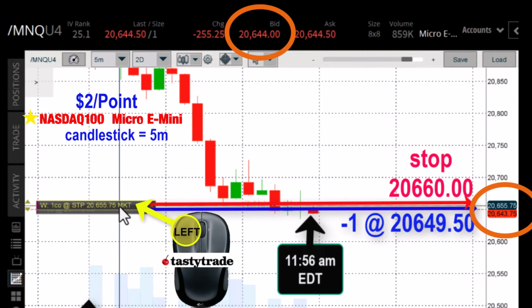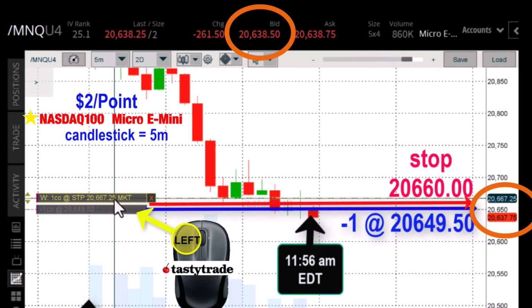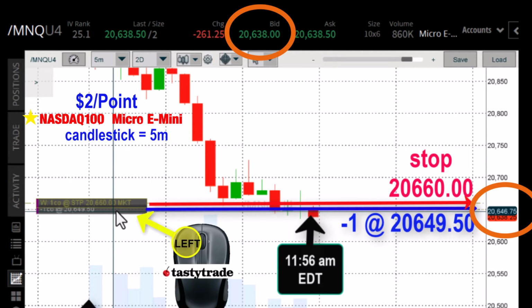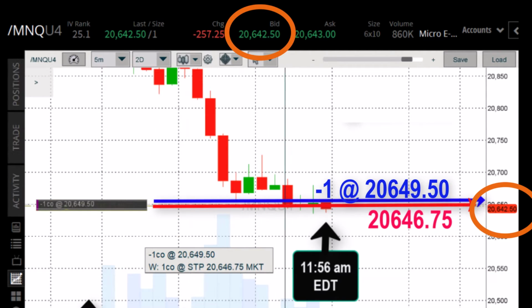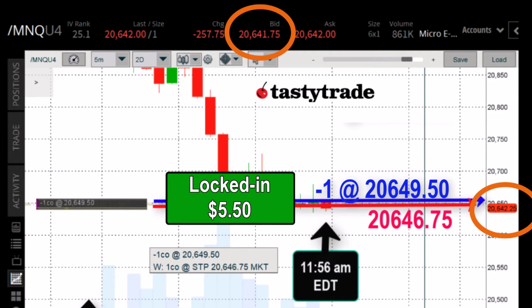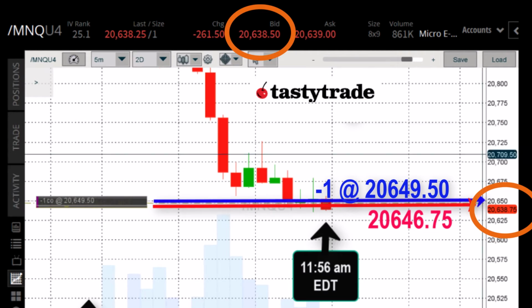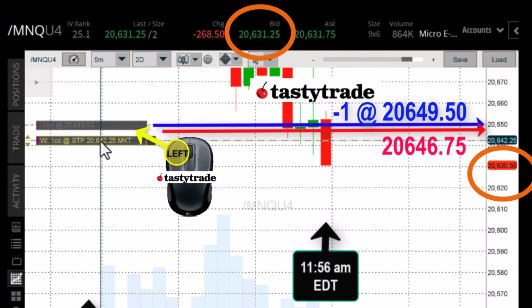Get my tasty trade mouse. And on the left mouse button, I hold it down and drag that box down so I can protect my profits that I already have in this trade. It's not much. I just locked in $5.50, but voila, what really happened just then? There's no more risk on the trade, not even 1 penny, because I used my stop loss aggressively.